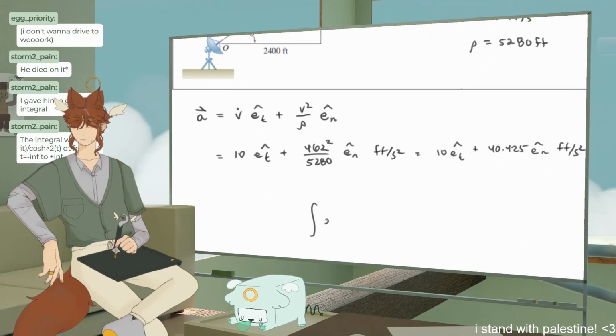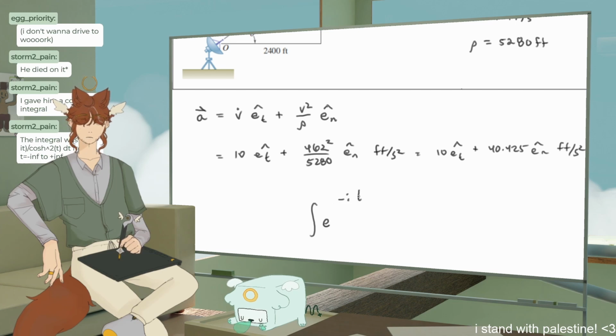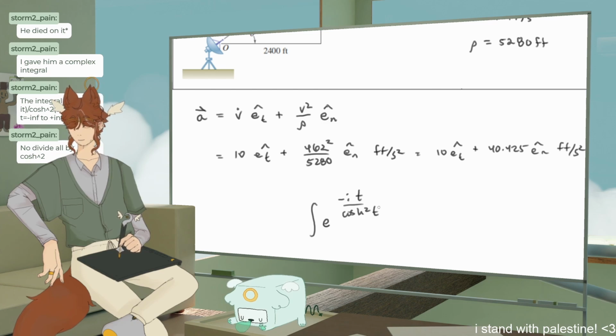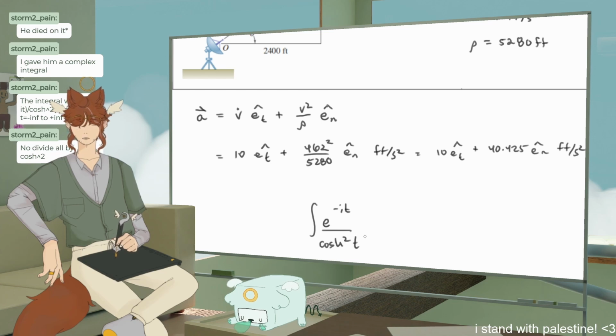The integral was e to the negative... divided by... Oh, Jesus Christ. I've already got to the point where I can't do it. Cos squared t. Oh, I gotta make this bigger. No, sorry, cosh squared. I don't even know that. Oh, divide all of it by cosh? Oh, I see. Okay, slightly. How do you even start that? From negative infinity to infinity.